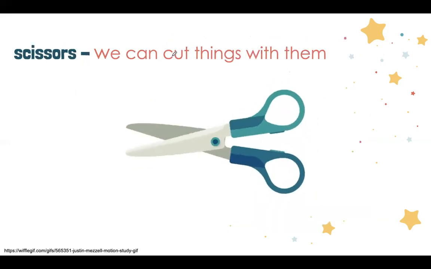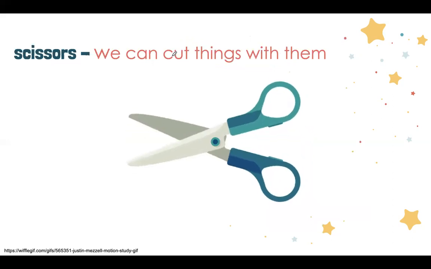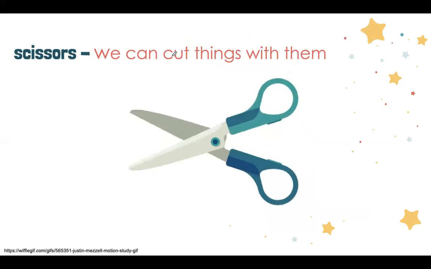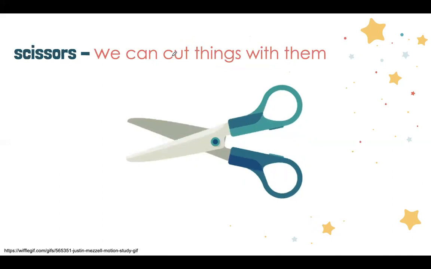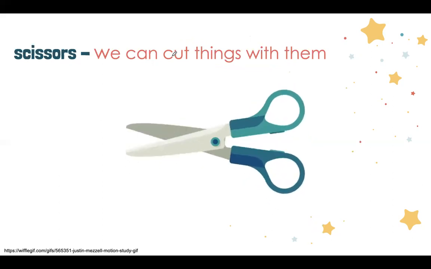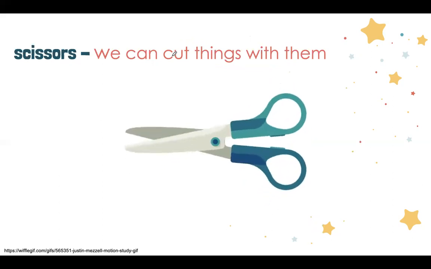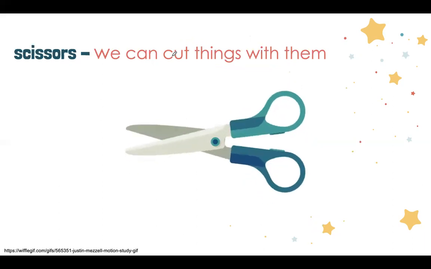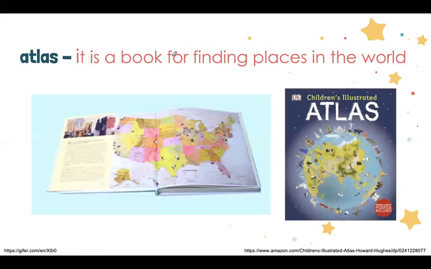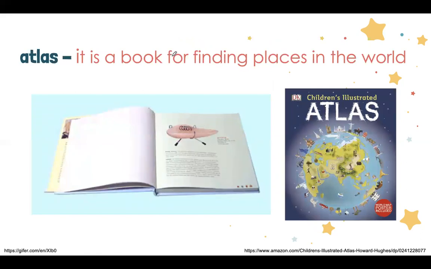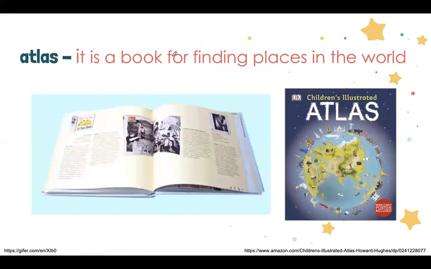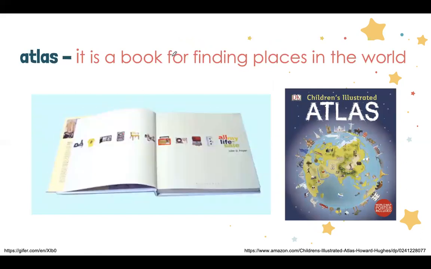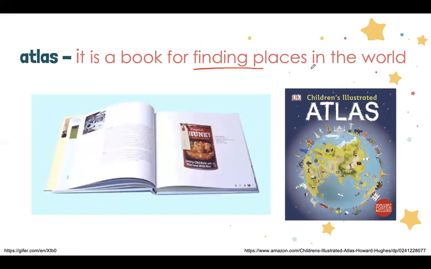Next, scissors. Using scissors, we can cut things. Okay, so we can cut different things, especially paper. Next, atlas. Okay, so it is a book for finding places in the world.